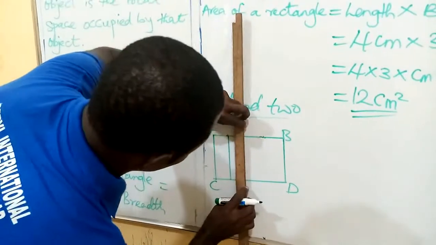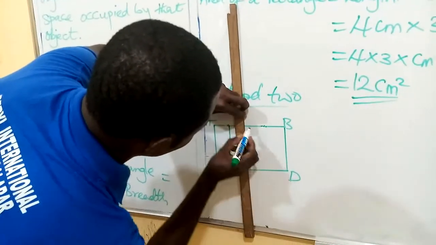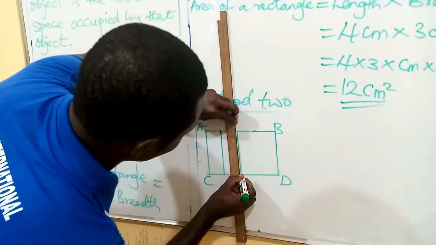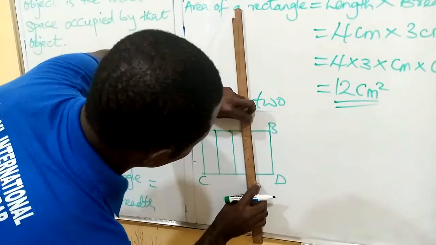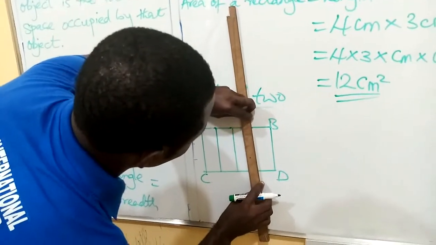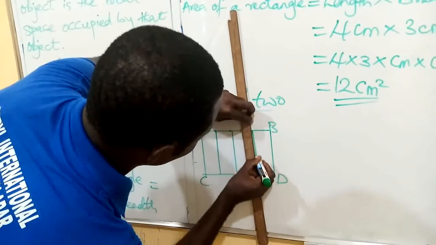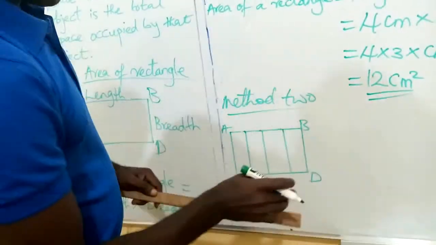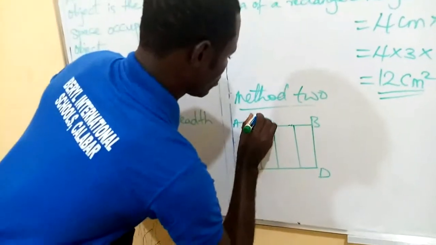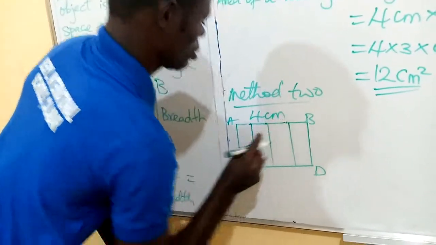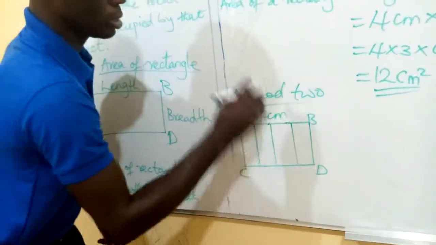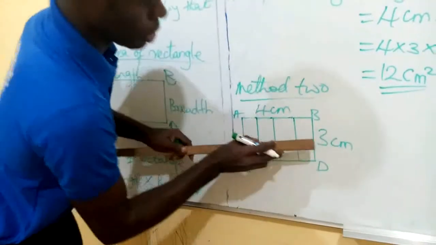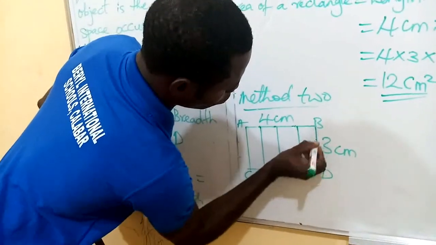Second line from here to here, and the third line that will split the shape into 4 equal parts, because our length is 4 centimeters. And then our breadth is 4 centimeters. So you split it into 4 equal parts. Then our breadth is what? 3 centimeters. So you are splitting the breadth into 3 equal parts.